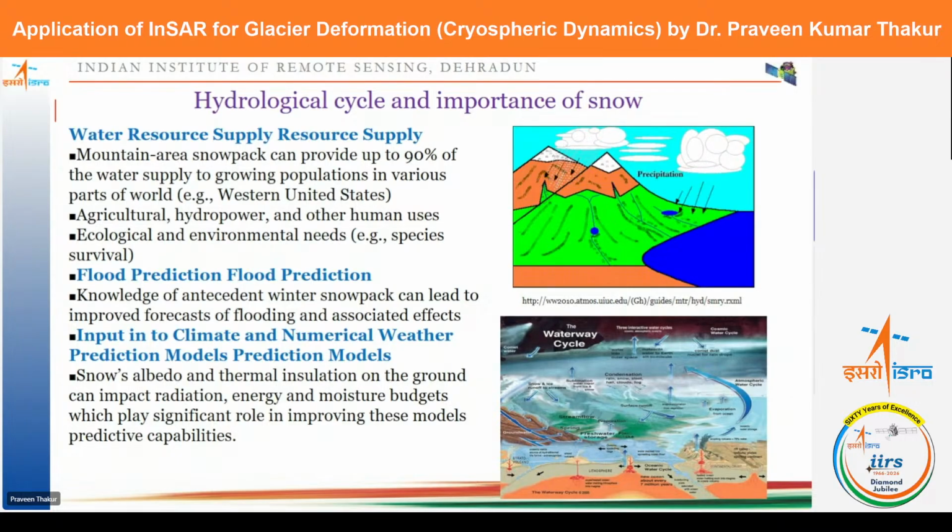And on the global scale, because snow is a highly reflecting natural surface, its albedo and thermal insulation of the ground provide feedback to the radiation energy and the moisture budget at the planetary scale. And sometimes we also call this snow and the frozen ice component the thermostat of planet Earth, which controls how our temperature is going to behave at the planetary scale.